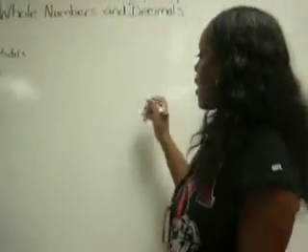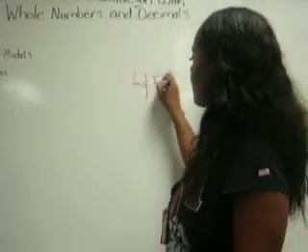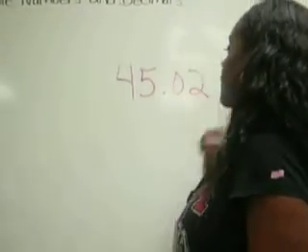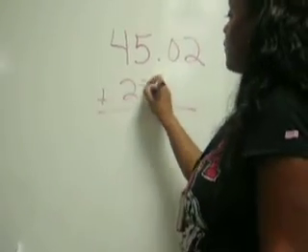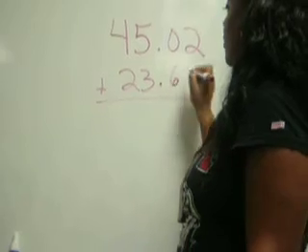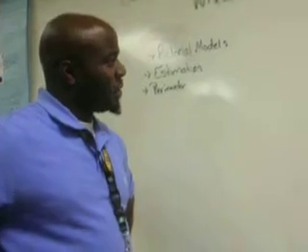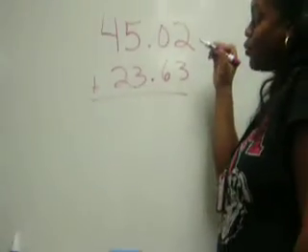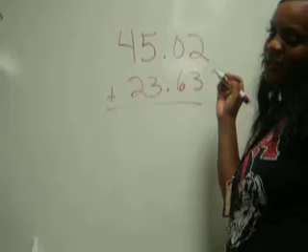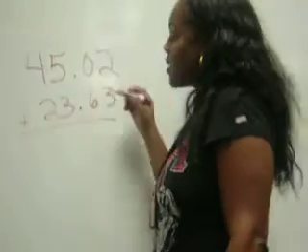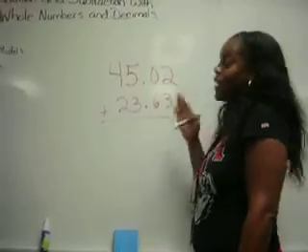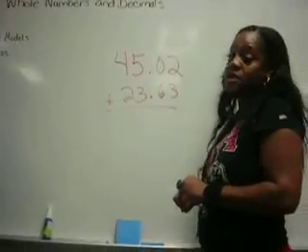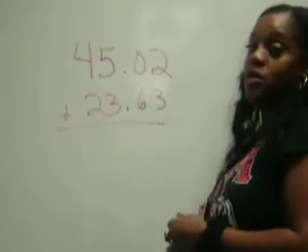For example, let's take 45 and 200 thousandths. I'm going to add, let's say, 23 and 6300. Whoa, Miss Holland, why did you line it up like that? We expect the students to always line up the decimals. That is one of the key components of this lesson. They need to remember to line up the decimals whenever they are adding or subtracting using decimals.